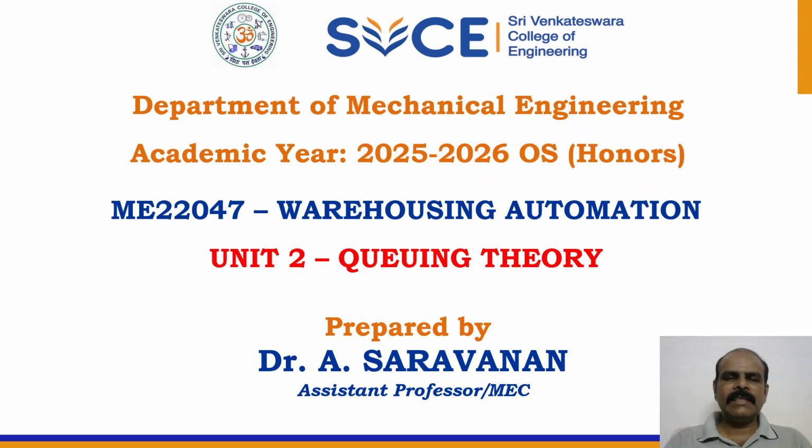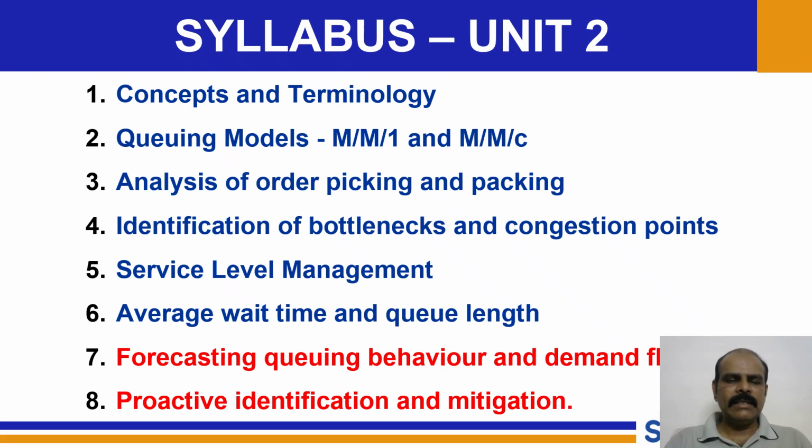Today's class will get into the last chapter, that is forecasting behavior and demand fluctuation, proactive identification and mitigation. These are the two chapters we are going to see in this presentation. Before we get into forecasting, let us recollect the things we learned in the earlier chapters, in the previous lectures.